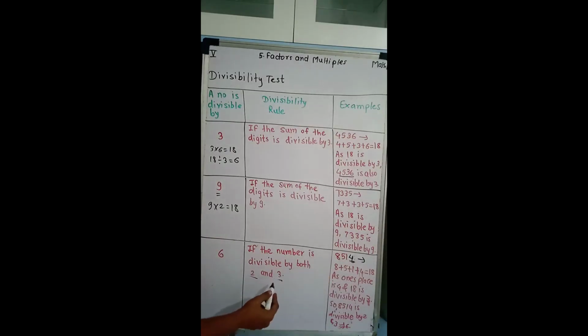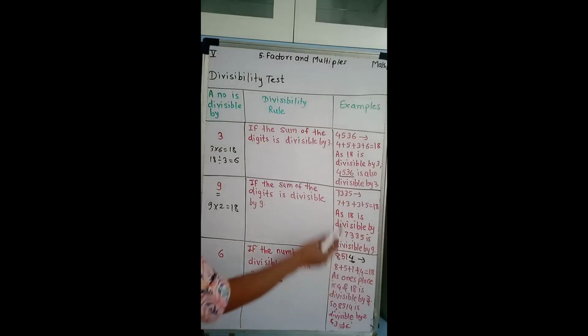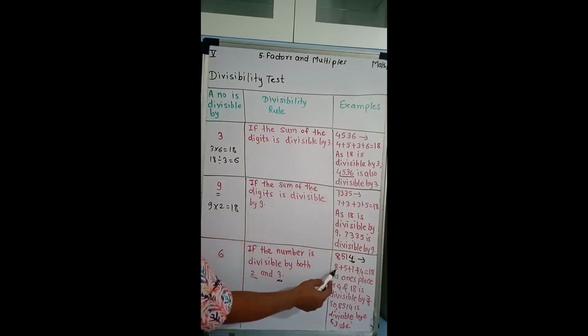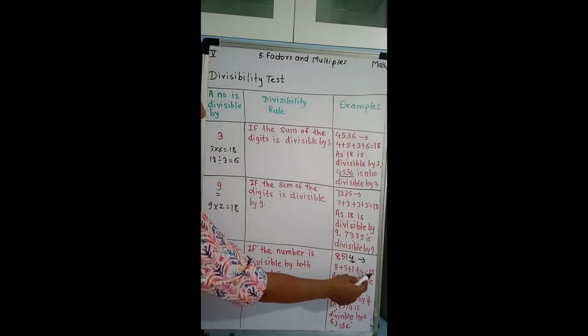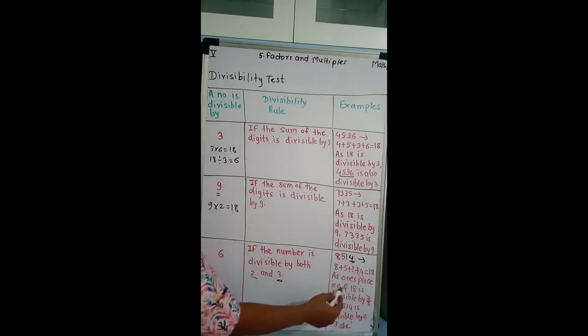So let's check whether it is divisible by 3. It means we need to check the addition of these digits: 8 plus 5 plus 1 plus 4. That is 18. As the ones place is 4 and 18 is divisible by 3, 8514 is divisible by 2 and 3. So it is divisible by 6.